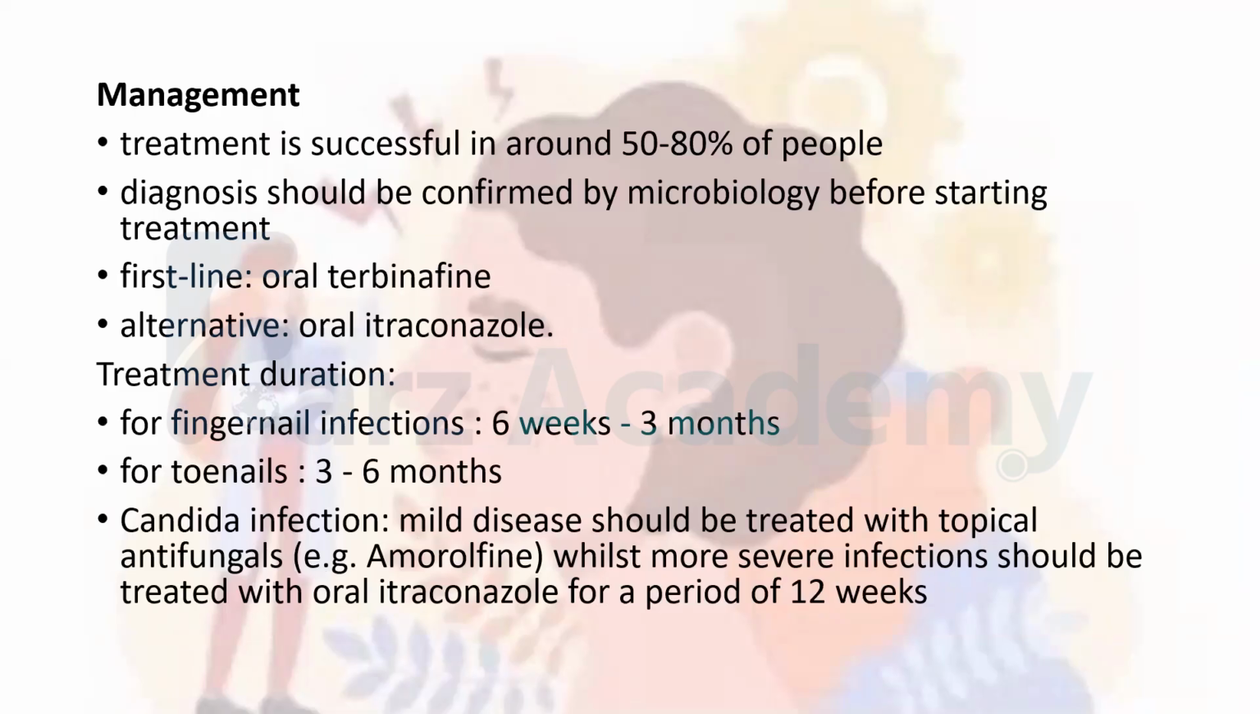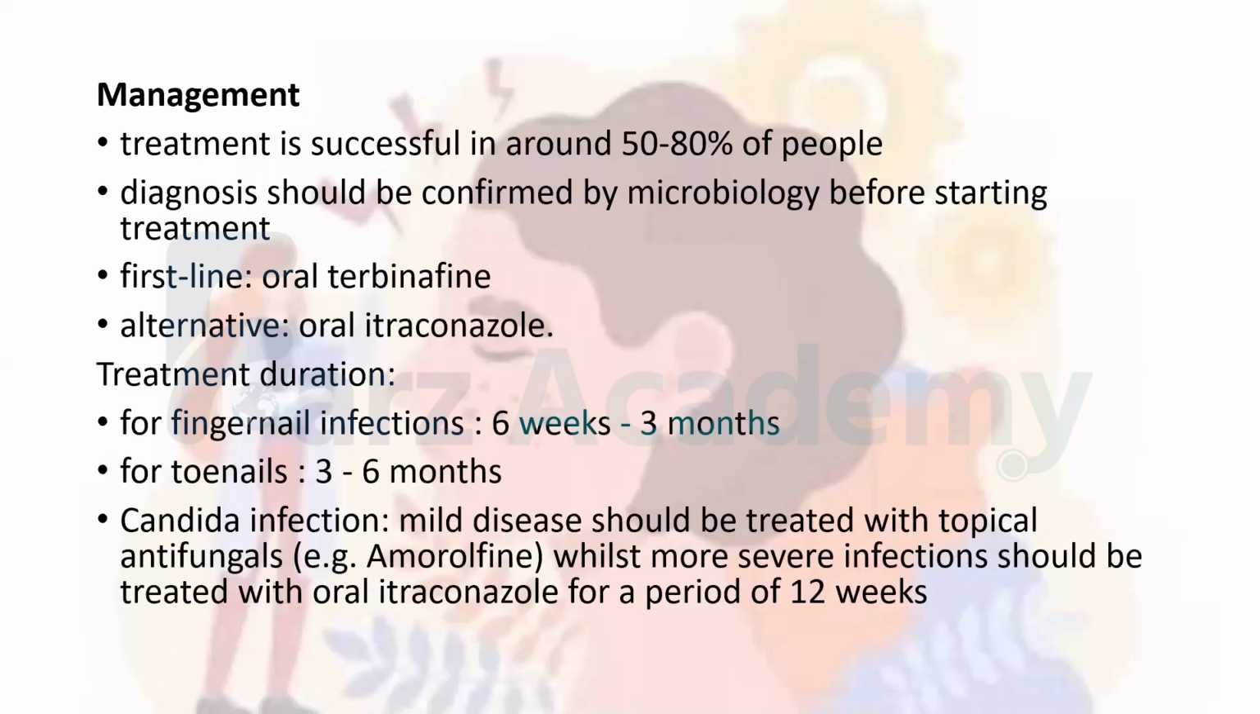All right. Treatment duration varies depending on whether the fingernails or the toenails are involved. If it's a fingernail infection, it has to be from 6 weeks to 3 months. If it's a toenail infection, then the duration of treatment will be from 3 to 6 months. So remember that the duration of treatment varies depending on which part of the nail is involved.